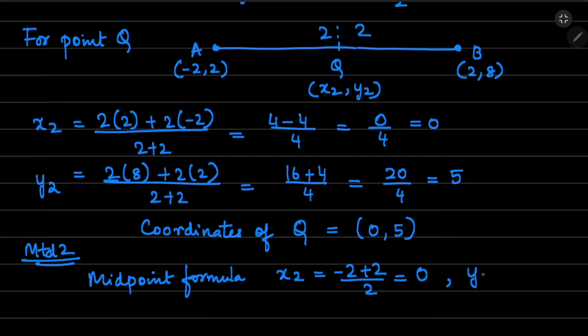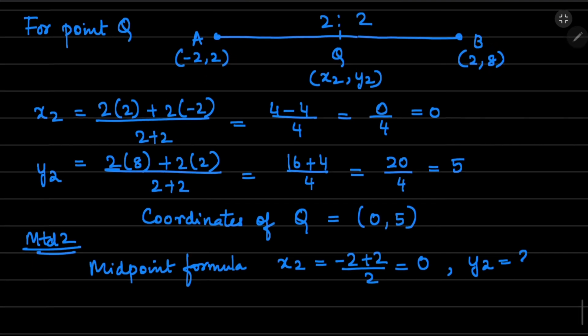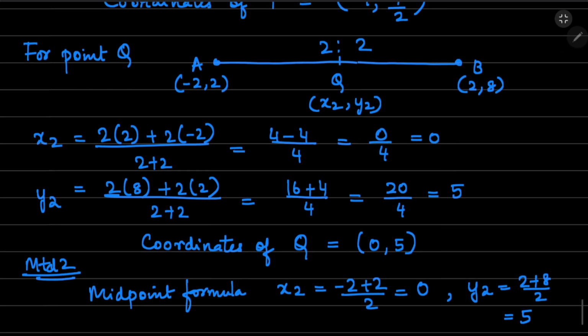And you can calculate y2 as this one. Okay, just add the y coordinates of both the points. That is (2 plus 8) by 2. So what is it? (2 plus 8) by 2, which is 10 by 2, which is equal to 5. Again, you're getting (0, 5). So whichever is easier, you can do for the midpoint.